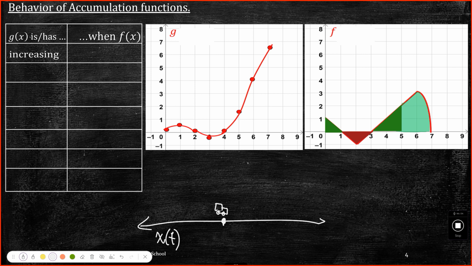If this is x's position, what does increasing mean? G of x is x of t is g of t. G of x, I mean. Position g of x, we're talking about this g of x. Okay, what is it doing if it's increasing? When f of x is doing what?